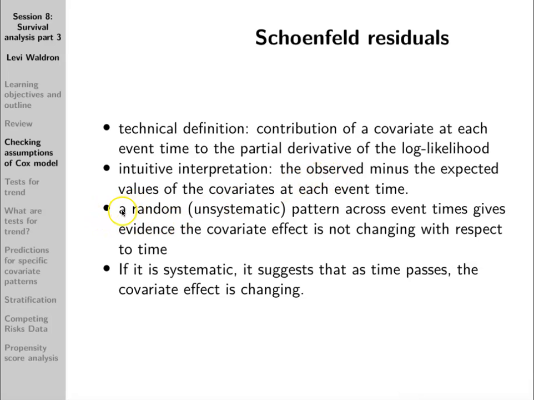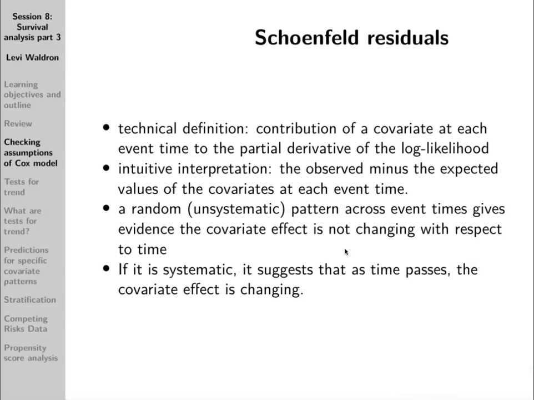But what's useful about them is that a random or just unsystematic pattern across event times gives evidence that the covariate effect is not changing with respect to time. Whereas if it is systematic, it suggests that you may have a time-dependent covariate.